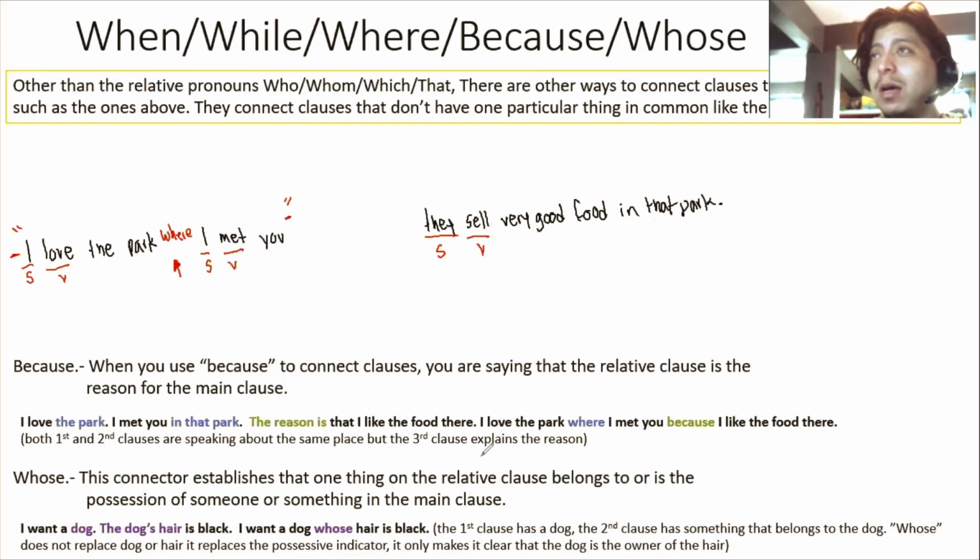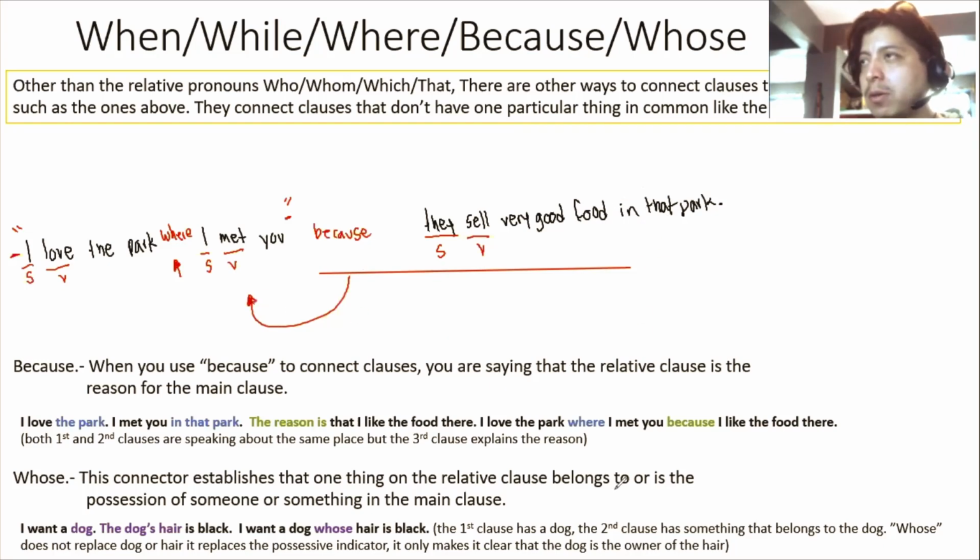So what do I do? I use another connector, the connector "because". When you are using the connector "because", you are saying that this clause is the reason for this clause. So you don't really need "in that park" anymore, because that would be redundant. We have the park right here. So it says, I love the park where I met you because they sell very good food. So I have three subjects and three verbs: subject, verb, subject, verb, subject, verb.